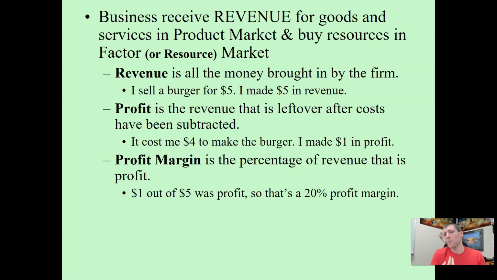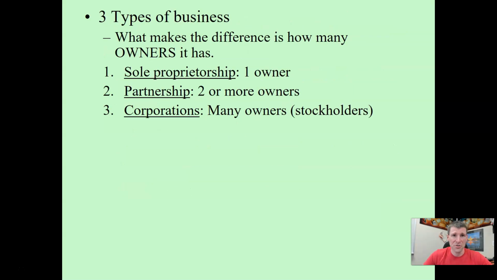Now, if you ever heard the term profit margin, it's asking of the total revenue, what percentage of the revenue was profit? In this case, $1 out of $5 counted as profit, so therefore it would be a 20% profit margin, okay, which isn't too bad as far as profit margins go.